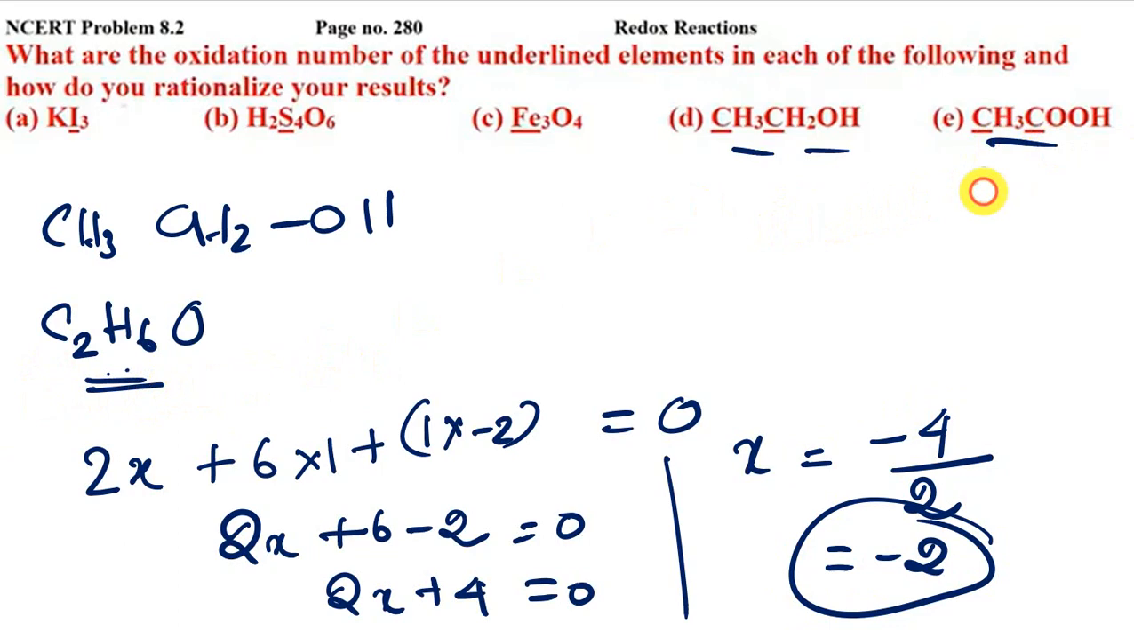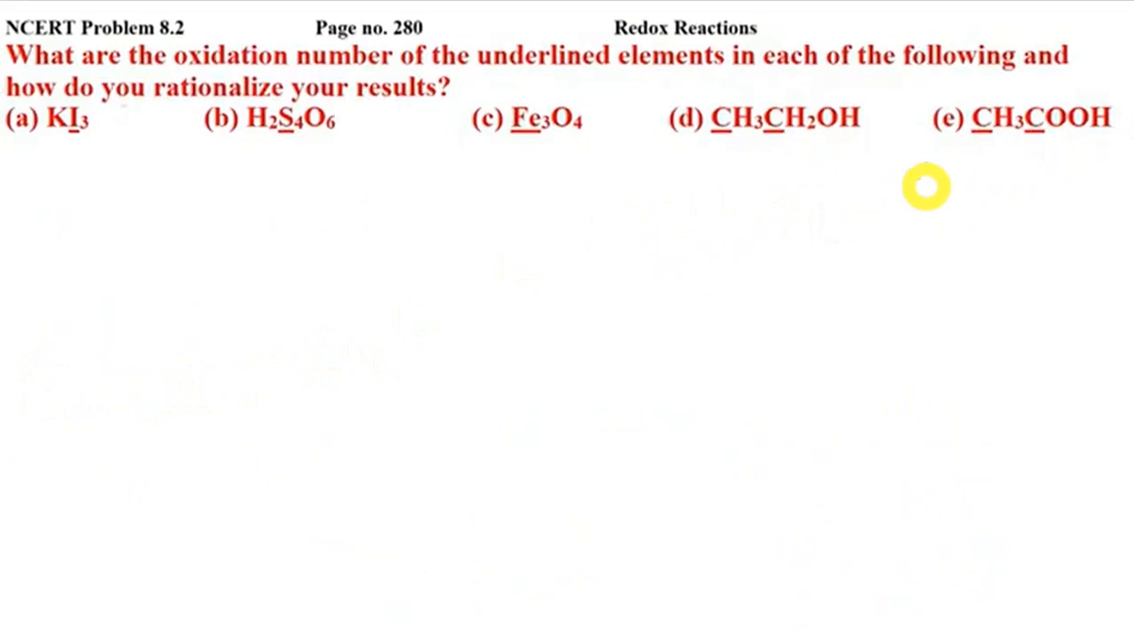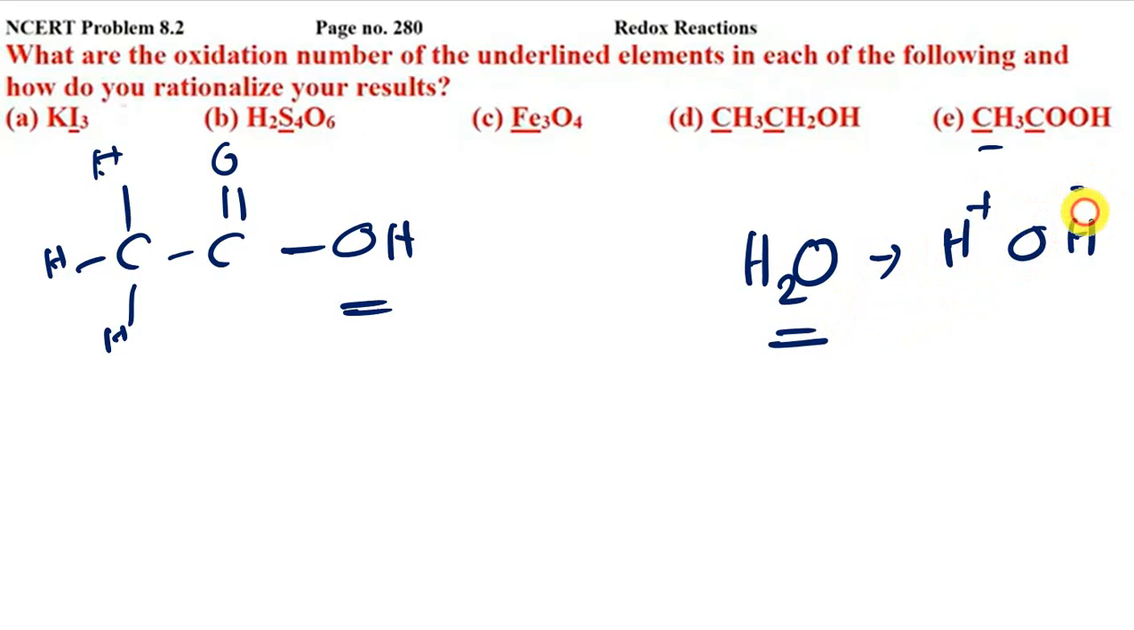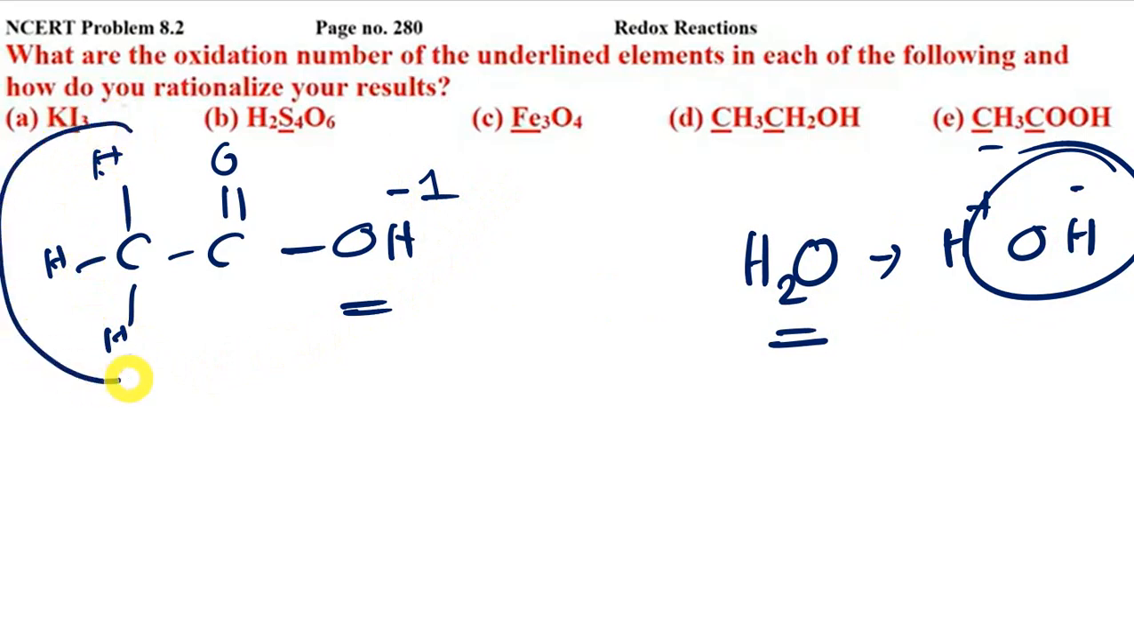And next we can go for CH3COOH. Yes, CH3COOH. So this can be written as CH3, C double bond O, OH. So we know that in water it will be dissociated into H plus and OH minus. So the oxidation state of OH is minus, this may be written as minus 1. And the oxidation state of the methyl group is plus 1 always. So from this we can find out the oxidation state of this carbon. This oxygen is minus 2, as you know.